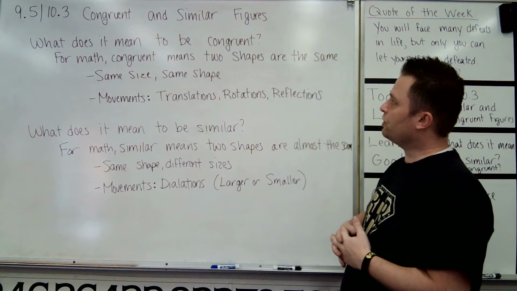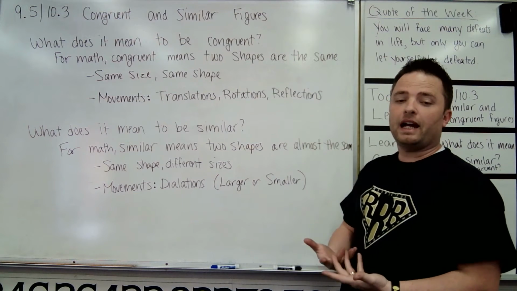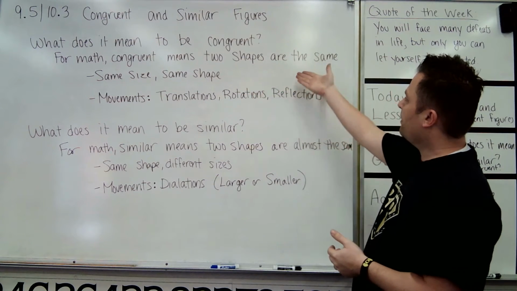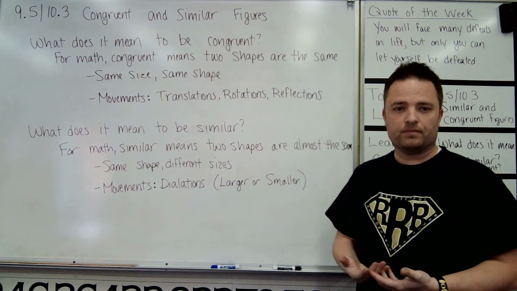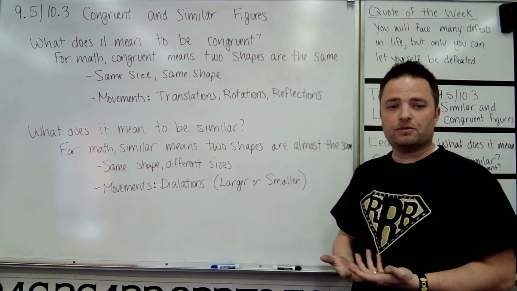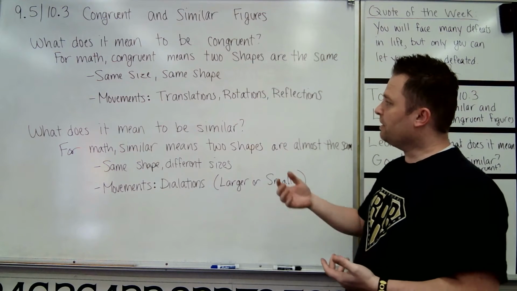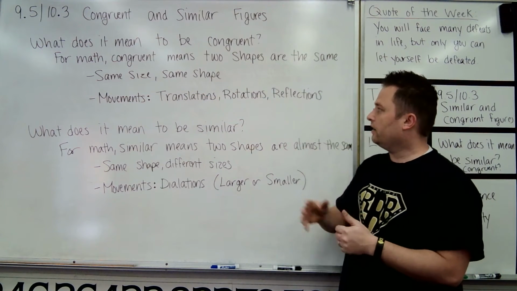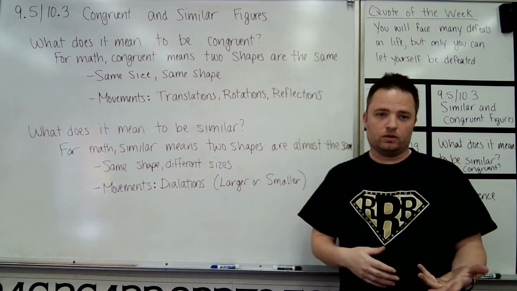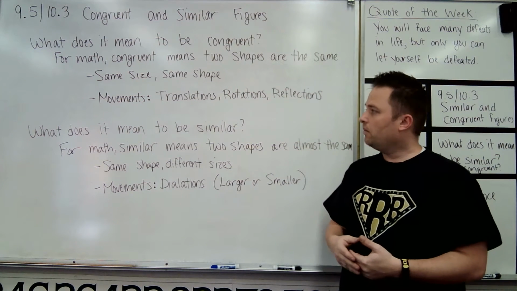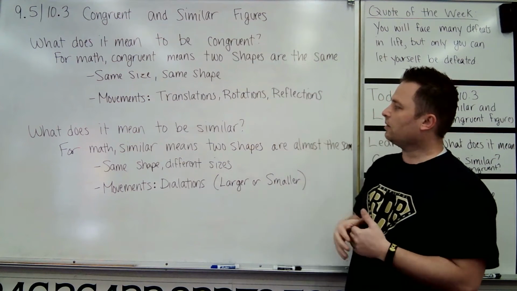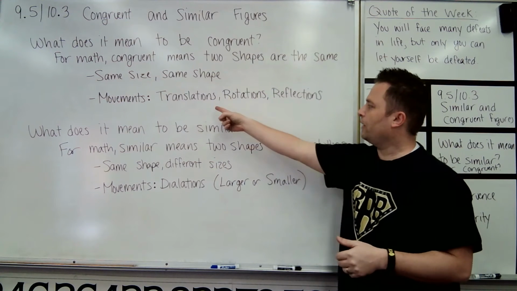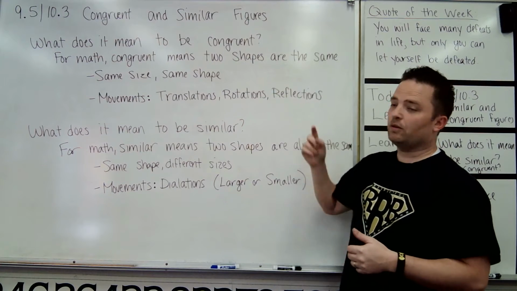When we have two shapes that are congruent, what are we actually saying? Well, in math, congruent shapes mean that both shapes are the same. How can you describe that two shapes are the same just by looking at them? Well, it means that they have the same size. They're the same size as each other, and they are the same shape. One's not a triangle, and the other one's not a square. And the movements that you can talk about when dealing with two shapes are translations, rotations, and reflections.